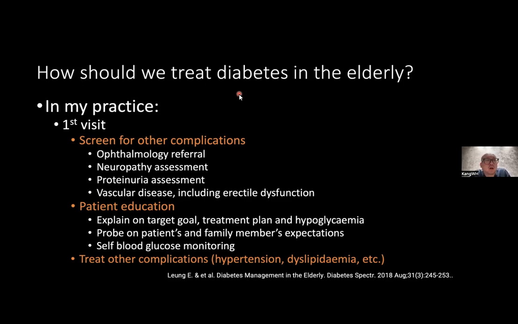So our patients often have this mindset, they think that we want them to check 7 times a day. Actually, we just want once or twice a week, which is actually good enough. And whenever they don't feel good, hypo, you can just check. So to tell them what we want from them and what they can do, and then reach a consensus, they'll be happy. And of course, we're going to treat the other complications, like hypertension, dyslipidemia, gout, etc.